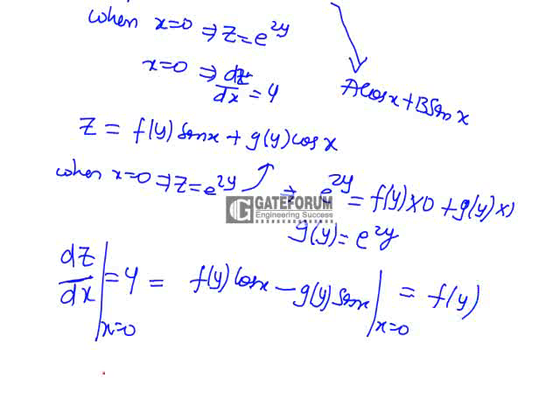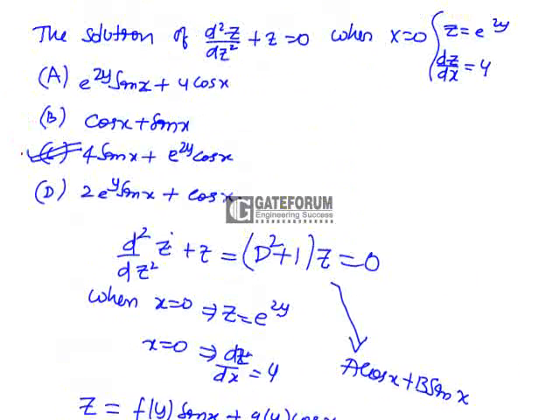Okay, so what is the solution here? z is equal to f of y, so 4 times of sin x plus g of y, e power 2y, times of cos x. So option C is the correct answer. Option C is the right answer.